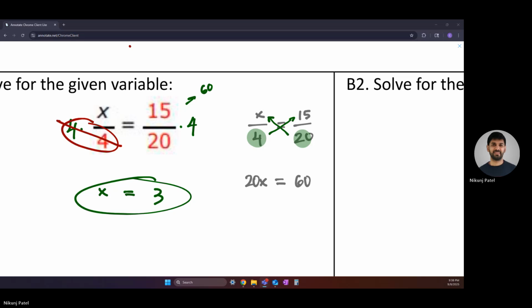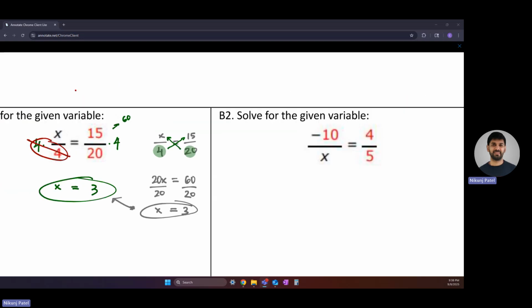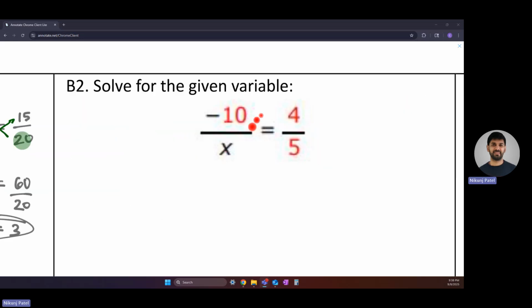Same idea. So now we can divide both sides by 20, and we end up arriving at the same answer we had gotten originally. So either way works. So like on B2, we can also cross multiply because we see that we have a fraction equal to a fraction.